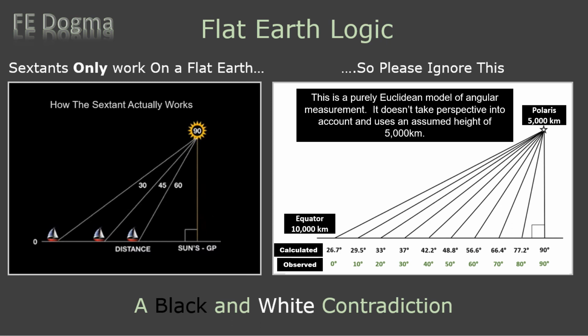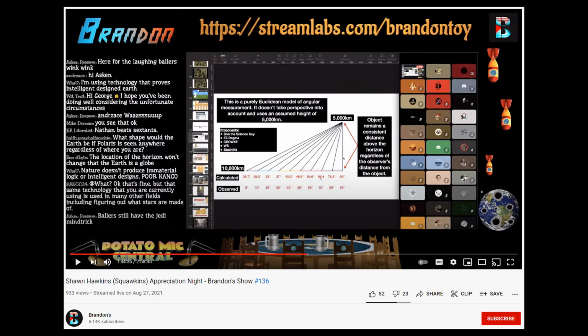Now, in my last video, I showed that flat earthers are actually contradicting themselves. On one hand, they are making the claim that sextants only work on a flat earth, and this is because of right triangles. But at the same time, it was argued on this recent show on Brandon's that any calculations made with those right triangles are incorrect.